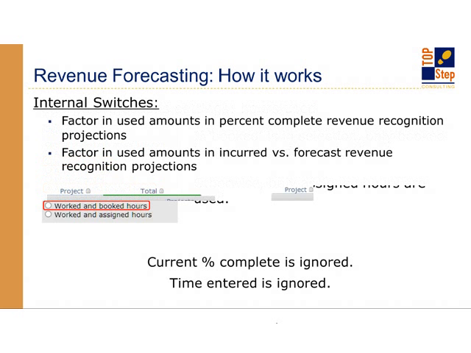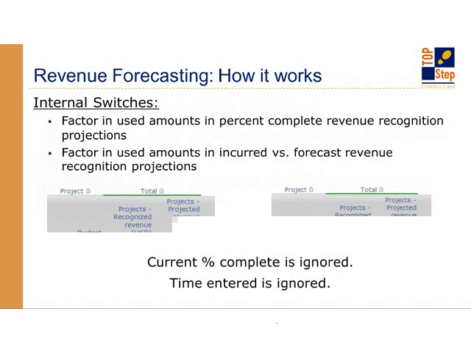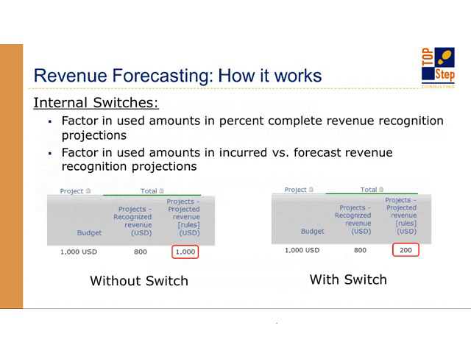And the third variable is whether or not we have these switches enabled. The switch is factoring used amount in percent complete revenue recognition projections, or incurred versus forecast. What does that mean? When it's figuring out how much revenue I need to forecast, am I going to forecast the entire rule amount, or am I going to forecast the leftover amount on the rule, the part that we have not yet recognized?